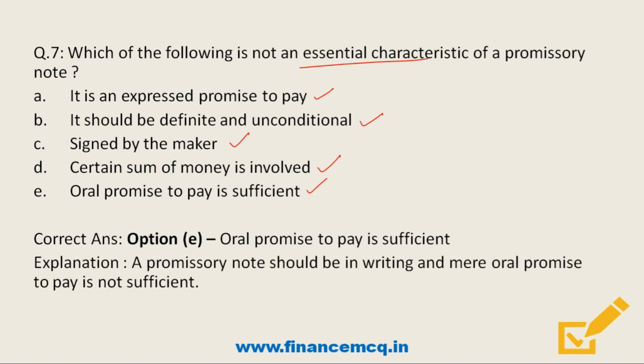So friends, a promissory note should be in writing and mere oral promise to pay is not sufficient. So friends, promissory note is nothing but a written promise to pay a debt. For example, Rajesh wants to pay 10,000 to Shyam. So Rajesh will issue a written promissory note to Shyam which will specify the principal amount, that is 10,000, the name of the parties, date, terms of repayment and maturity date, and all this will be in a written format.